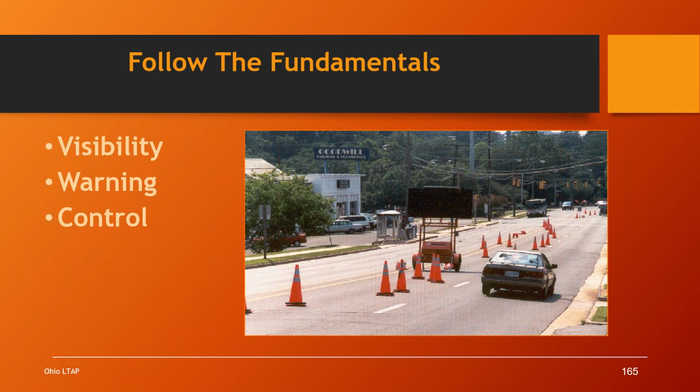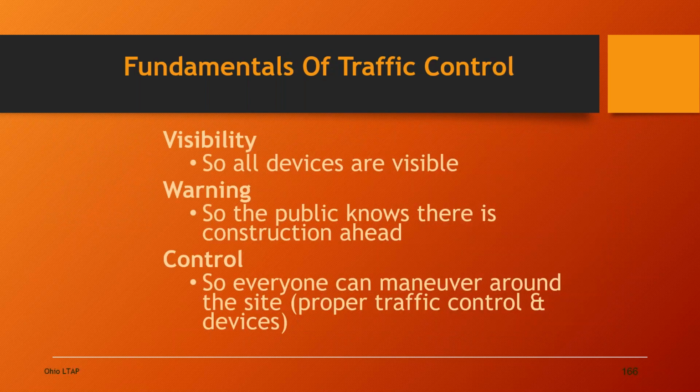So anytime we're dealing with a lane closure, we need to follow the fundamentals of visibility, warning, and control. Visibility, so all devices are visible: the signs, the channelizing devices, the arrow panel. We need the proper warning so the public knows there is construction ahead, making sure our advanced warning area is installed correctly, and the proper control so everyone can maneuver around the site. Proper traffic control and the proper devices shown in the typical applications.